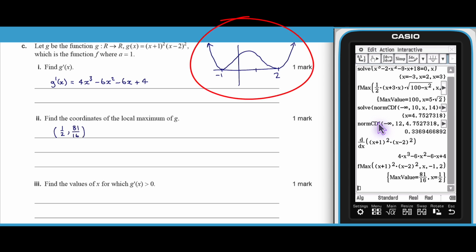Based on what we know about the graph of y equals g of x, the answer to Part C, Part 3 is that g dashed x is greater than 0 for x from -1 to a half, the region from the left-hand minimum to the local maximum, and also from 2 to infinity, as these are the 2 regions of the graph where it is strictly increasing. Make sure you use round brackets here, as the question asks when g dashed x is strictly greater than 0.